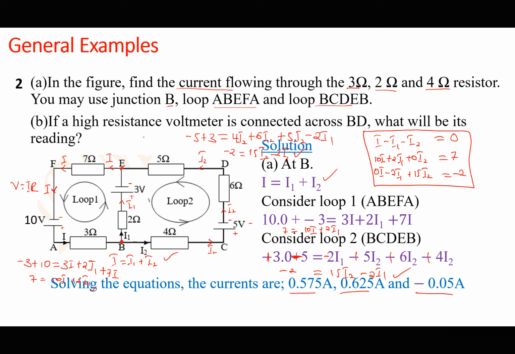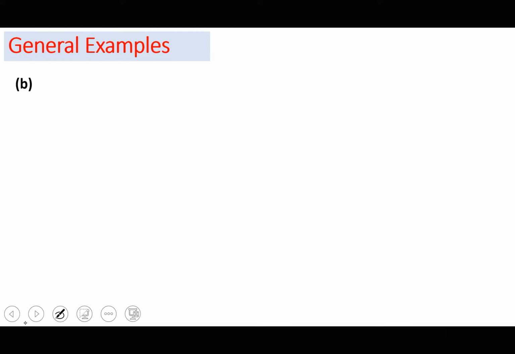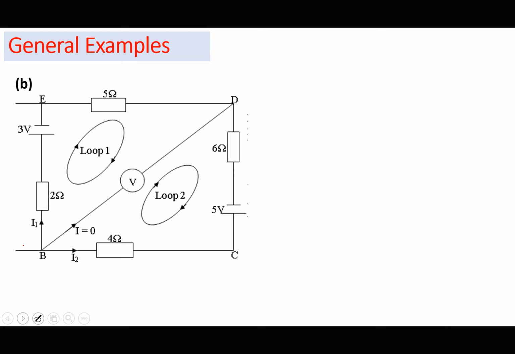This was part A. If a high resistance voltmeter is connected across BD, what will be its reading? In the second part, we have a high resistance voltmeter connected across BD, so we have a voltmeter between B and D. When we say high resistance voltmeter, it means no current goes through it. That's why I've put here I equals 0.